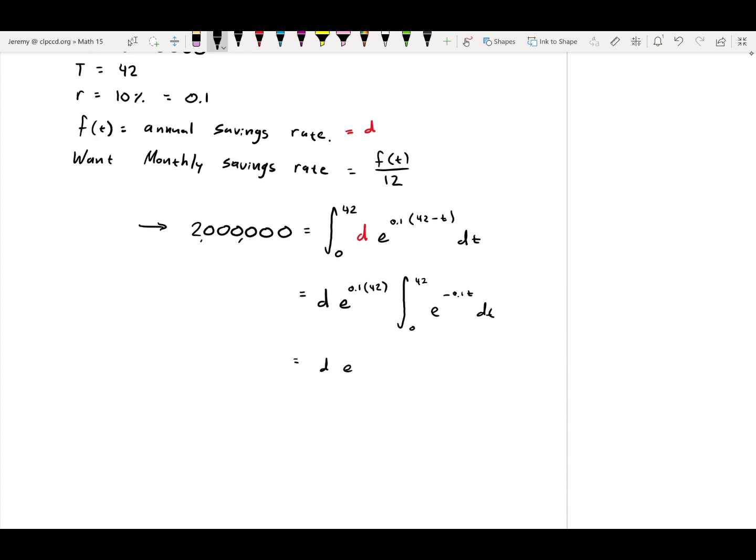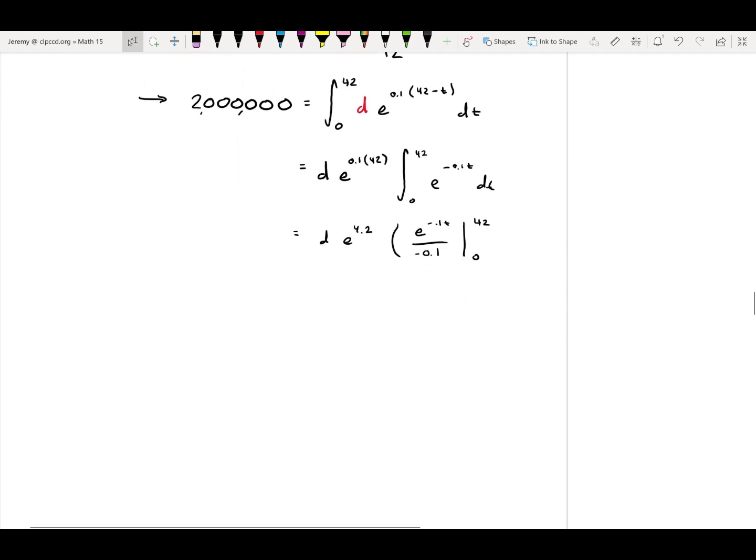And we can evaluate that, find that antiderivative, and maybe I'll just write this as 4.2, right? Just multiplying 0.1 times 42. Antiderivative, I'll get e to the negative 0.1 t over negative 0.1. And we're evaluating from 0 to 42. All right, substituting in.